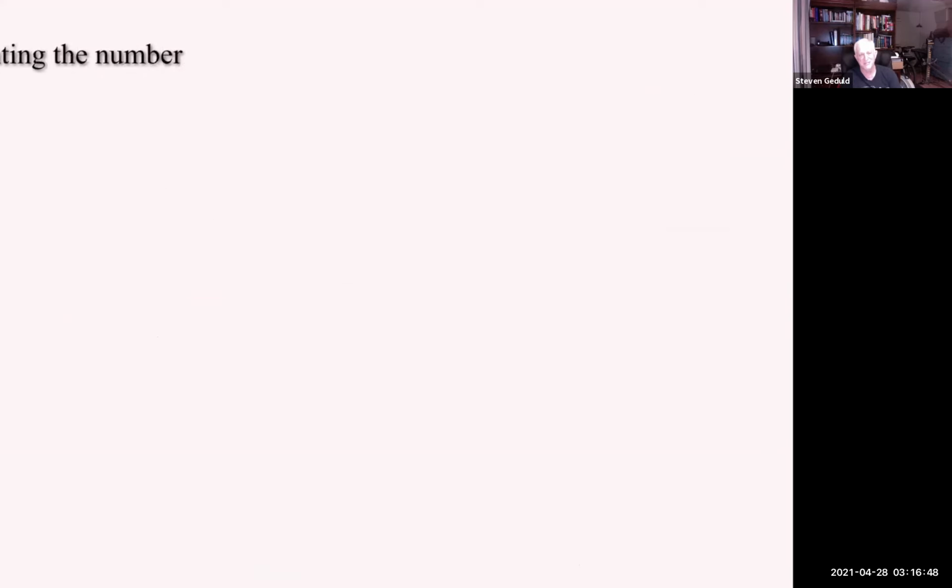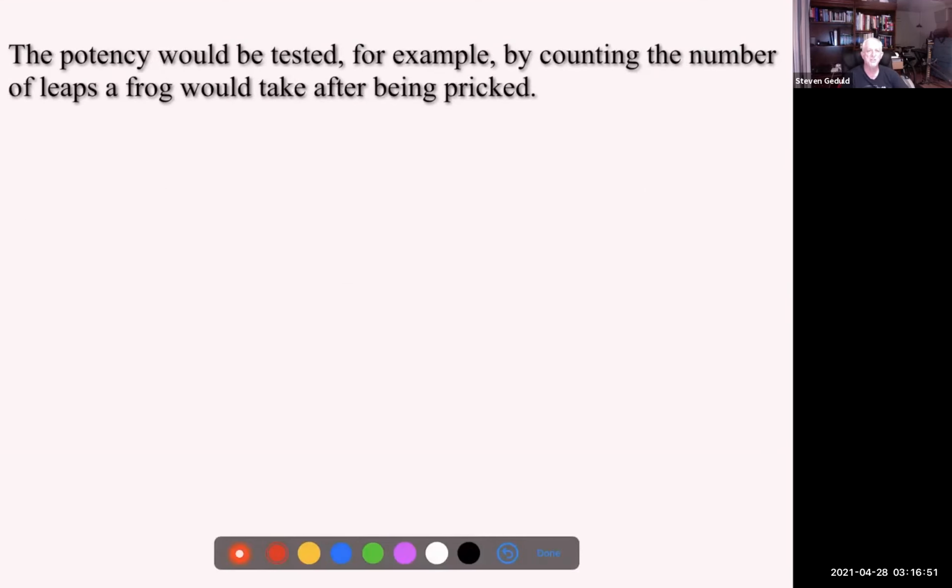People make mistakes. The potency would be tested by counting the number of leaps a frog would take after being pricked. So they prick it with curare, see how many jumps it would take, and that's how potent it was. 1 jump, 2 jumps, 3 jumps. 1 jump was really potent. 3 jumps was not as potent. That's how they determined the strength of the curare mixture.